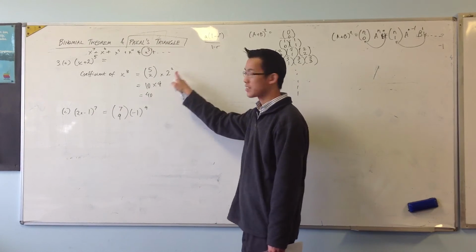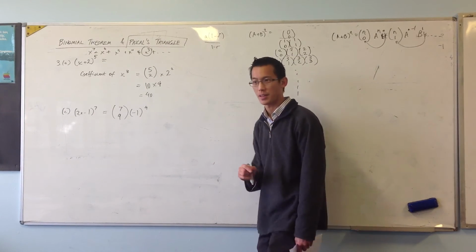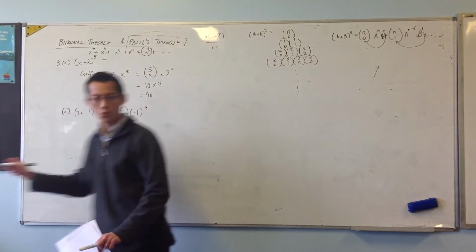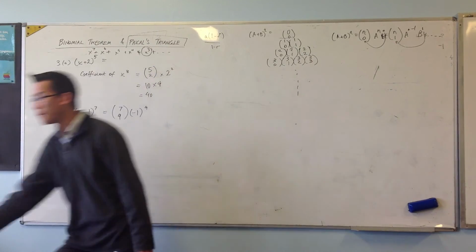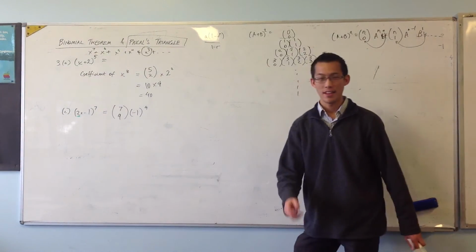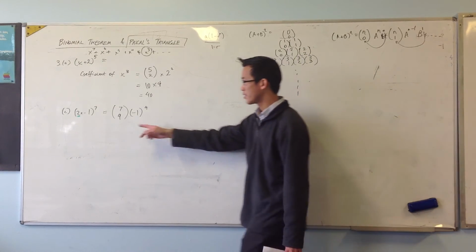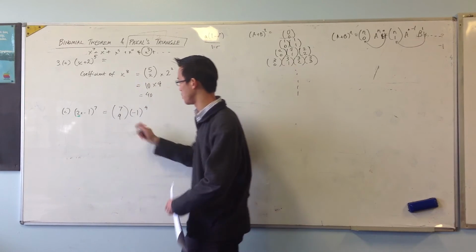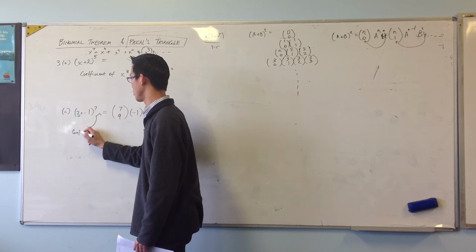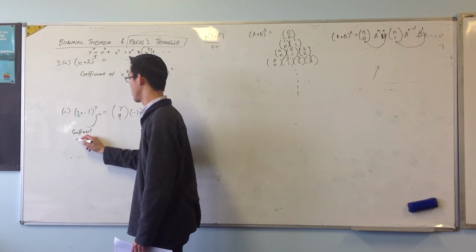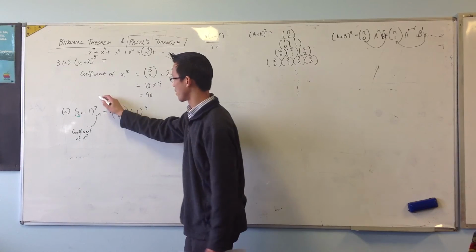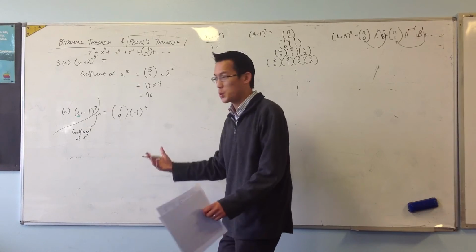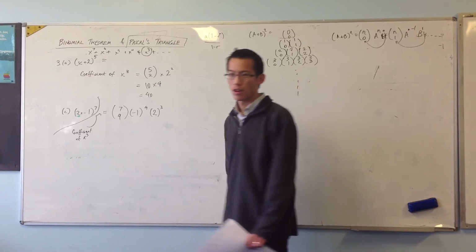So far I have the same information here as I did here, but I'm missing something. What do I have to take into account? Yeah, good. I've got that pesky 2 hanging out the front. Now, how many 2's will I have? Answer, 3, because I've got 3 x's. Remember, I'm after the coefficient of x cubed. That's not the whole expansion. So since I've got 3 x's, I'm going to get 3 2's as well. So I should have 2 cubed on the end of here.